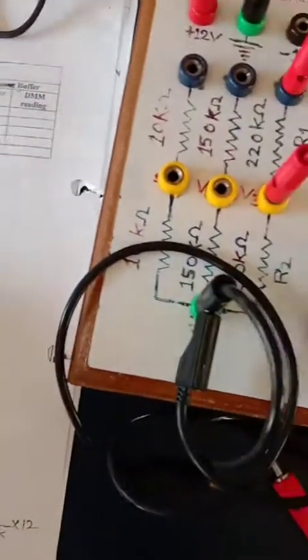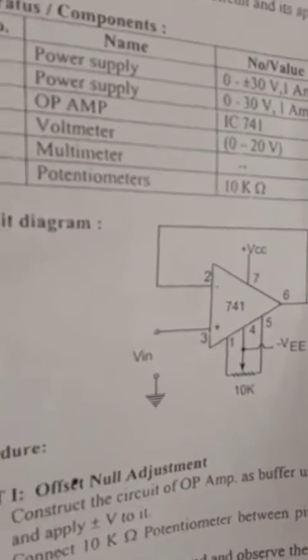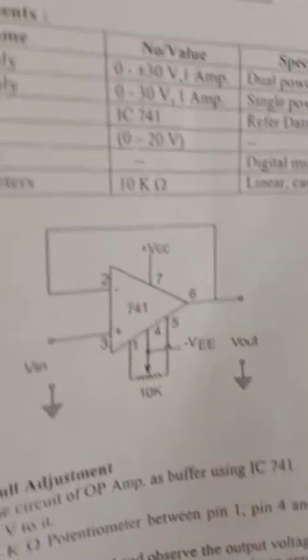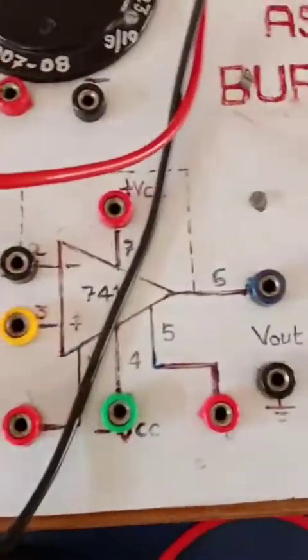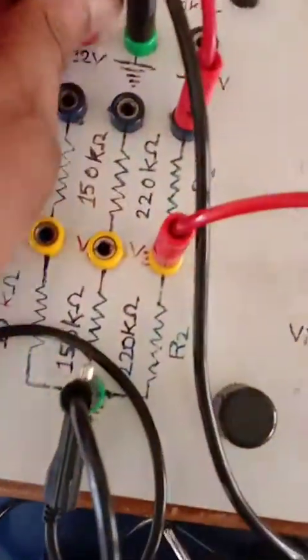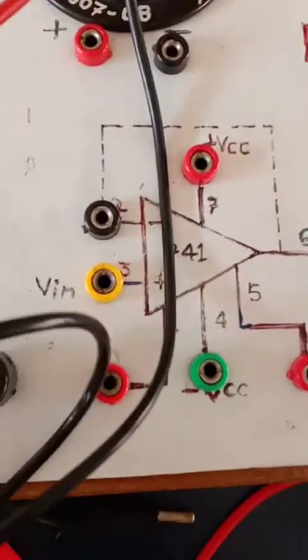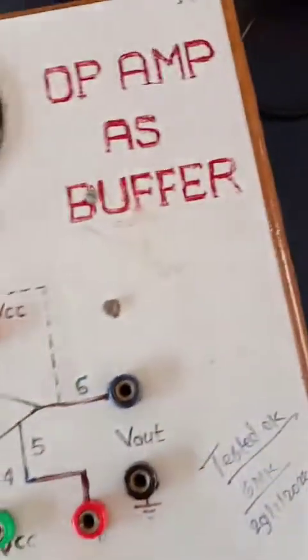So I am connecting this buffer circuit here. See the circuit diagram of the buffer. See this chart. So this is the circuit diagram of the buffer. Now first of all I am switching off this circuit, and as per this circuit diagram we have to make the connections. Okay, so I am disconnecting these wires, and see here I am connecting the buffer circuit as per the circuit diagram.